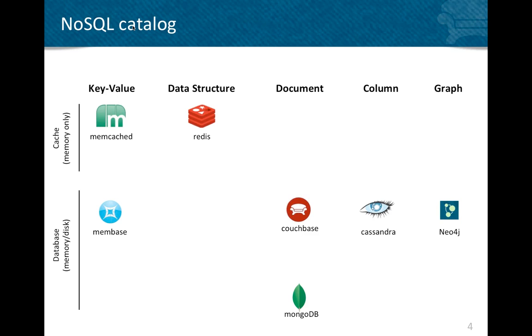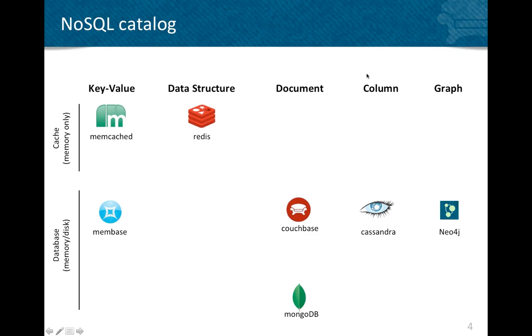You see here that we start off with memcached on the side, which is a key value store, but purely in memory. And then once we start persisting data to disk, that becomes a key value database. Membase is an example of that. You have data structure key value stores as well, like Redis, which work well for data structures like lists and sets, but they are only in memory.